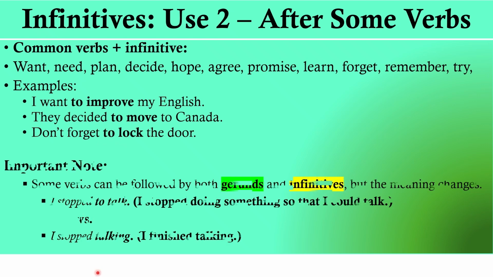One important note: some verbs can be followed by both a gerund and an infinitive, but the meaning changes. For example, I stopped to talk means I stopped doing something so that I could talk. But I stopped talking means I finished talking. We'll look at this difference more in the next video.